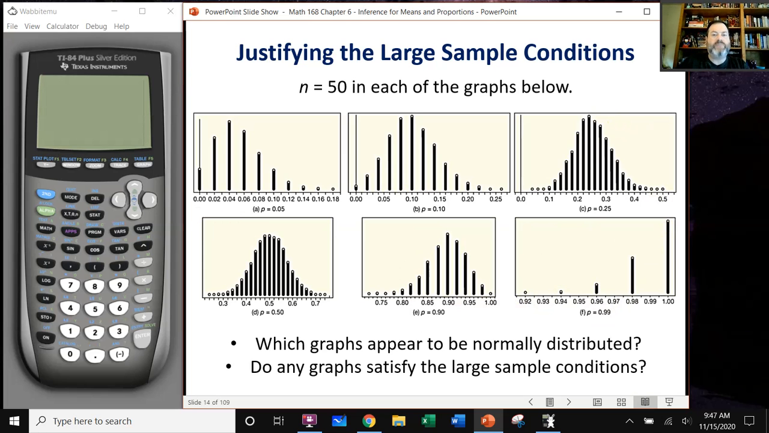Well, what makes these special? And what makes the other ones not what we want? What characteristics do these two graphs have? It turns out that if you do n times p and n times 1 minus p for all of these graphs, the only two graphs where np is greater than 10 and n times 1 minus p is greater than 10 are this one and this one. We actually did this one as one of our examples, right? This was the 50 times 0.25.